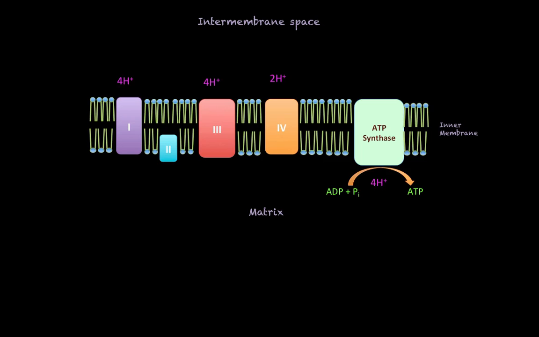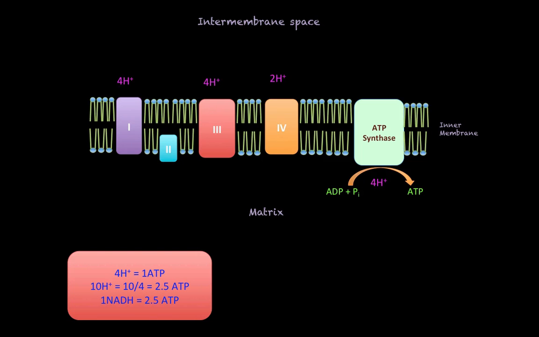Now let's do some mathematics. We just said that 4 protons will give you 1 ATP. And we just talked about how 1 NADH will give up its pair of electrons in complex 1. And in so doing, 10 protons will be pumped across from the matrix to the intermembrane space. So 10 divided by 4, you get your 2.5 ATP.